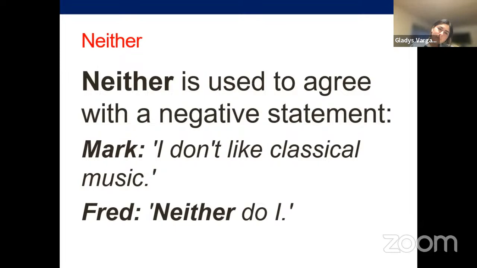And as with "so," it's always inverted. Okay, you don't say "I don't neither." That's incorrect. With "neither" it has to be inverted: Neither do I. Neither did I. Neither have I. Neither am I. Neither was I. Neither will I, and so on and so forth. All right, it's always inverted, and you also need to use the auxiliary. But again, this is just to agree with negative statements.